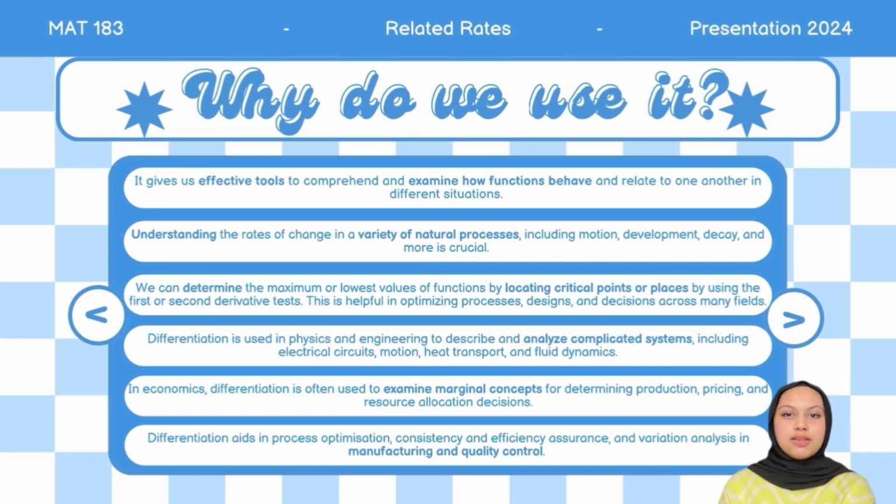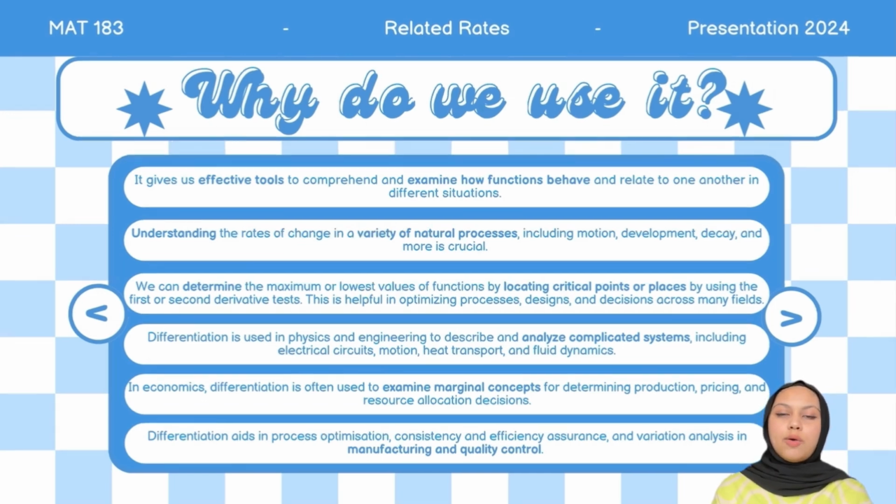Differentiation aids in process optimization, consistency, and efficiency assurance, and variation analysis in manufacturing and quality control. In conclusion, differentiation is a crucial technique in many fields, including applied science, engineering, and pure mathematics. It provides a systematic way to analyze how quantities change and interact in real-world situations. It has several important applications that are essential to comprehending and improving our planning.